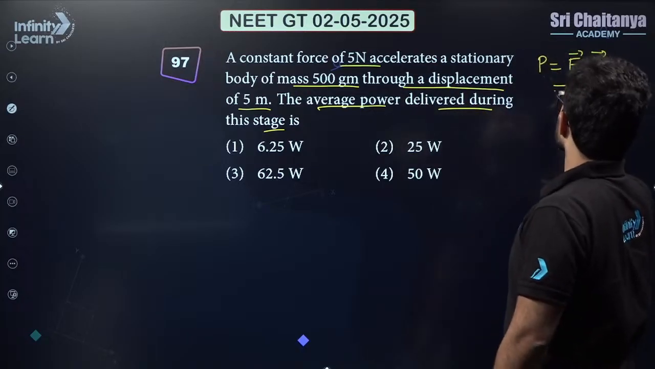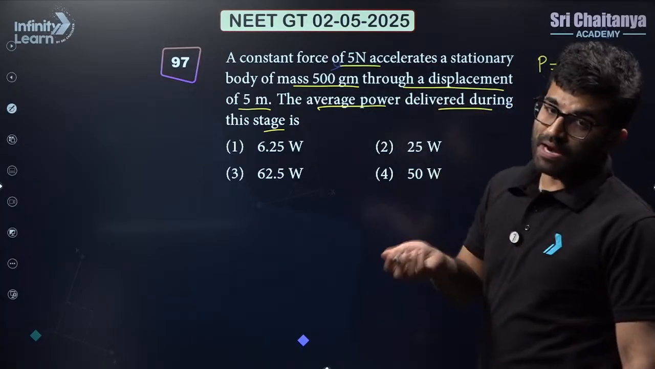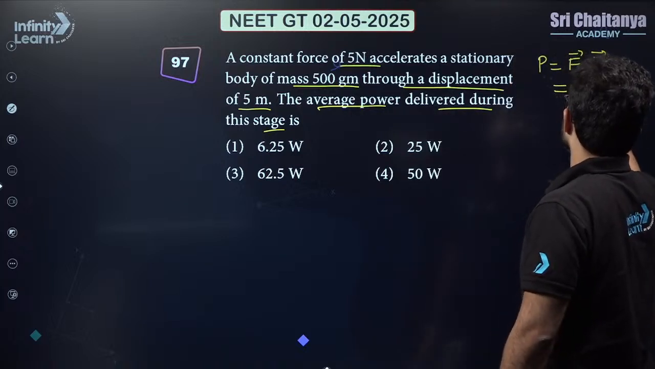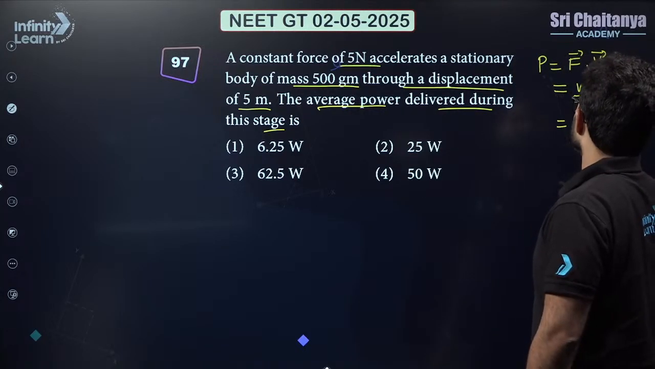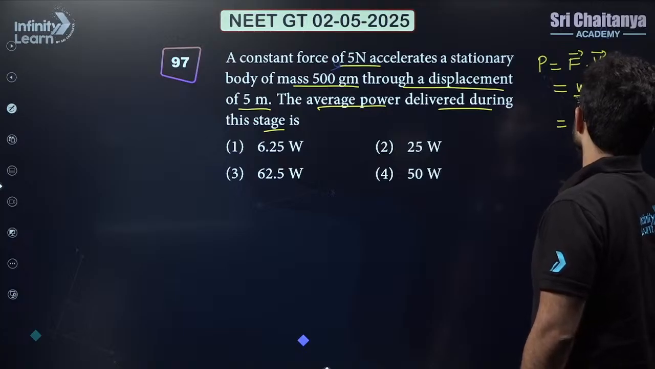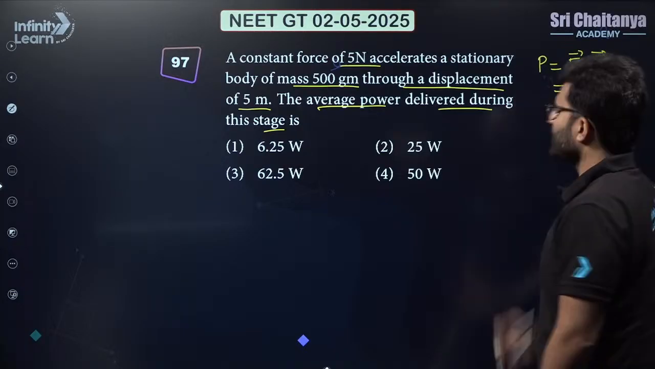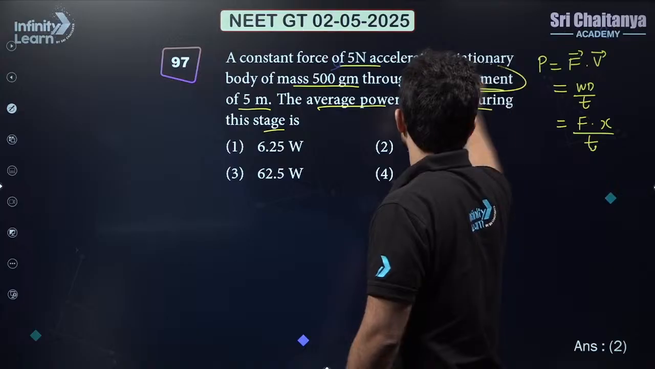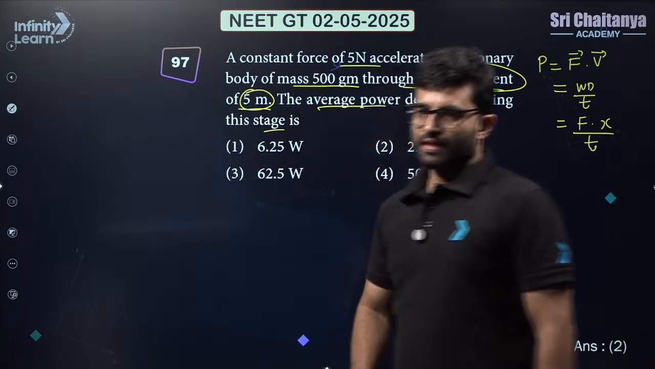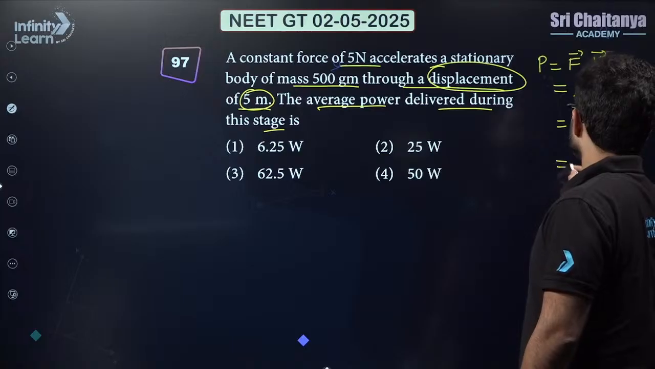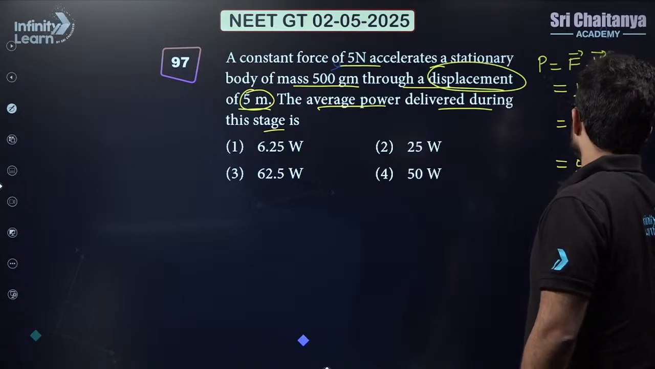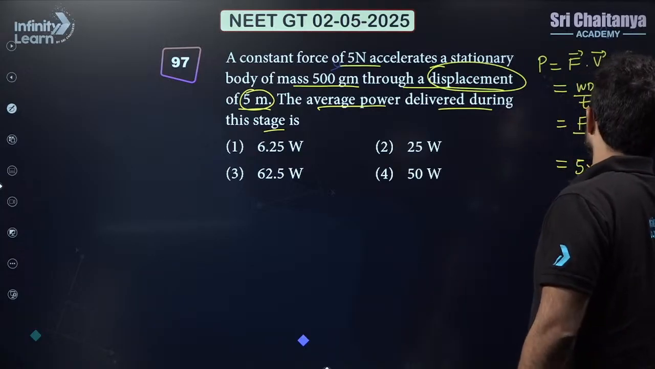And we can also calculate power as work done per unit time. So from here you can also do it like this: F dot x by t, where x is the displacement, because we have been given the displacement, which is 5 meter, correct? It is in the direction of force only. So we can write force, 5 Newton, displacement, 5 meter.